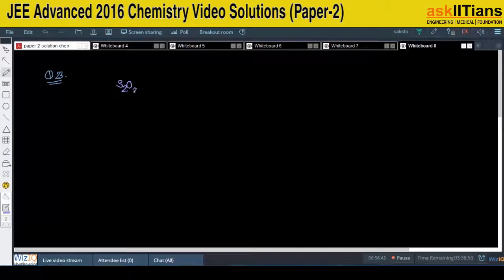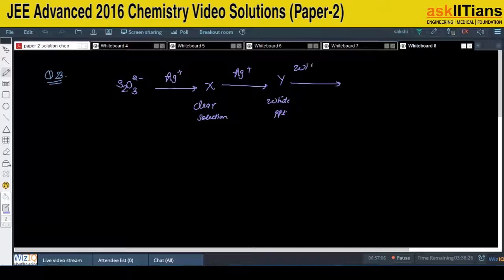The question was S2O3 2 minus. First of all, you have added Ag plus, and it is going to form X. Now this X is a clear solution. Now to this clear solution you are adding another Ag plus and it is going to form Y, which will give us some white precipitate. If you keep this white precipitate for some time, with time it forms Z, and this is a black precipitate.